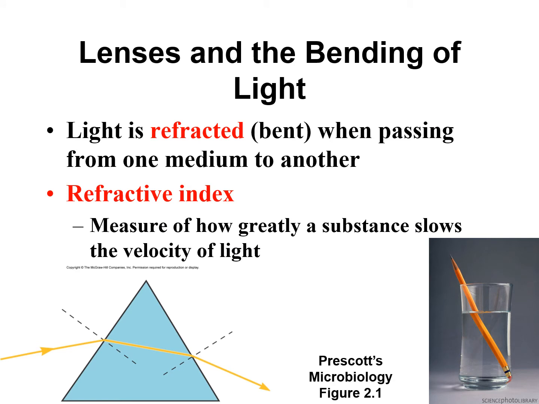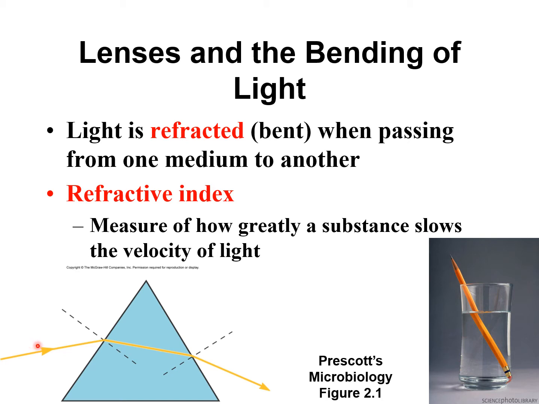So when light travels through air and then goes through the glass of the lens, it's going to be refracted or bent. And we talk about the refractive index, which is a measure of how much the substance is going to slow the speed of light as it travels through it. So air has a refractive index around 1. And glass has a higher refractive index because it's going to slow the speed of light more than air does.